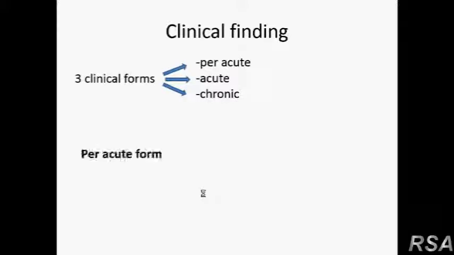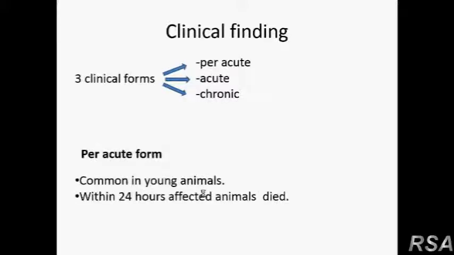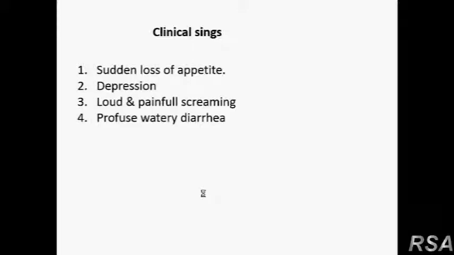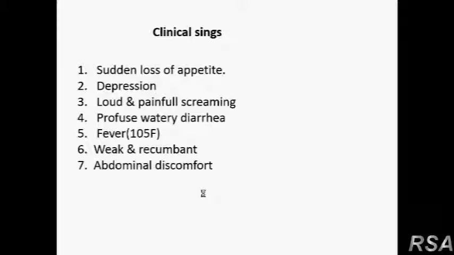Clinical findings. The clinical forms are peracute, acute and chronic. The peracute form is common in young animals, which are affected within 24 hours. Clinical signs: sudden loss of appetite, depression, loud and painful screaming, profuse watery diarrhea, fever, weak and recumbent, abdominal discomfort, arching the back and kicking at the belly.